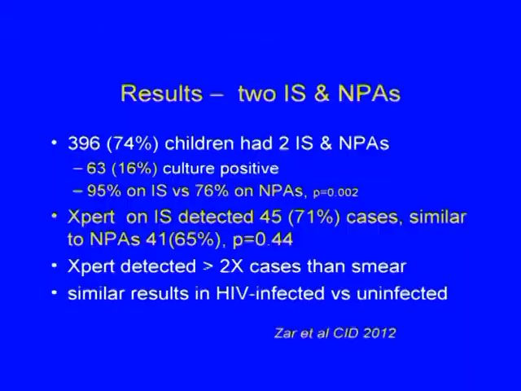So that means you can do two Xperts on nasopharyngeal aspirates, and you'll detect around 70% of children with TB. If you can't do induced sputum, two Xperts on nasopharyngeal aspirates is a very reasonable way to go. And of course, the advantage is that it's much better detection than smear, the same day results, and the detection of rifampicin resistance. And the results are similar in HIV-infected compared to uninfected children. If anything, Xpert looks like it's performing better, as I showed you before, for HIV-infected children.